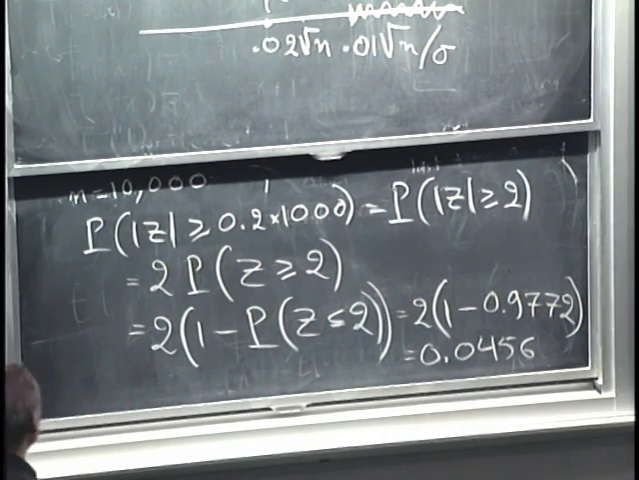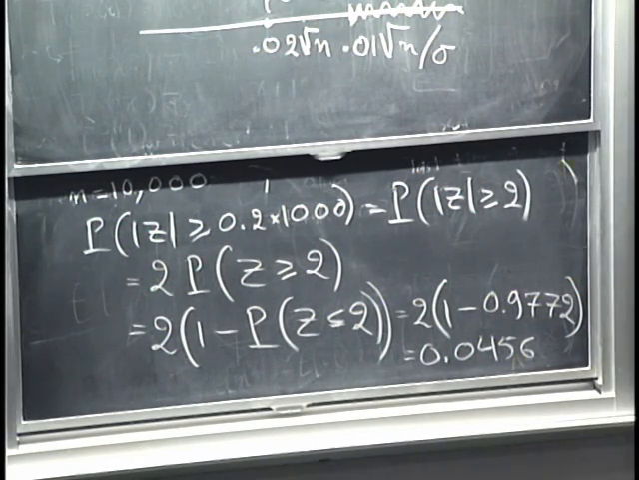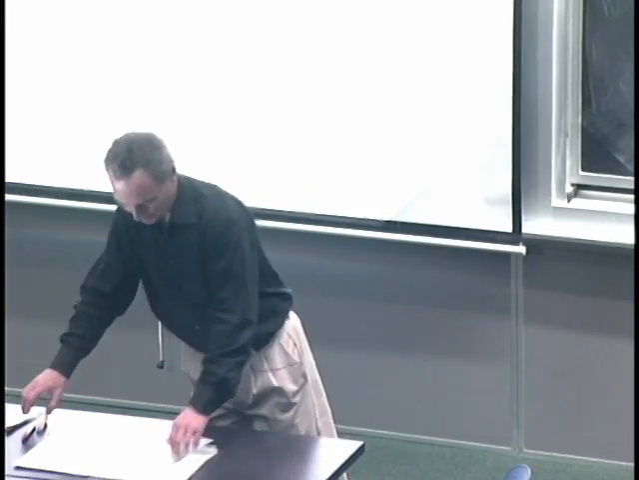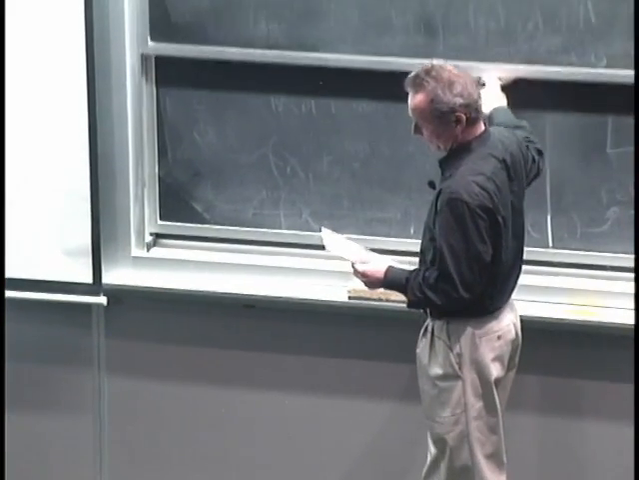OK, so we tried 10,000. And we find that our probability of error is 4.5%. So we're doing better than the spec that we had. So this tells us that maybe we have some leeway. Maybe we can use a smaller sample size and still stay within our specs. Let's try to find how much we can push the envelope. How much smaller can we take n?